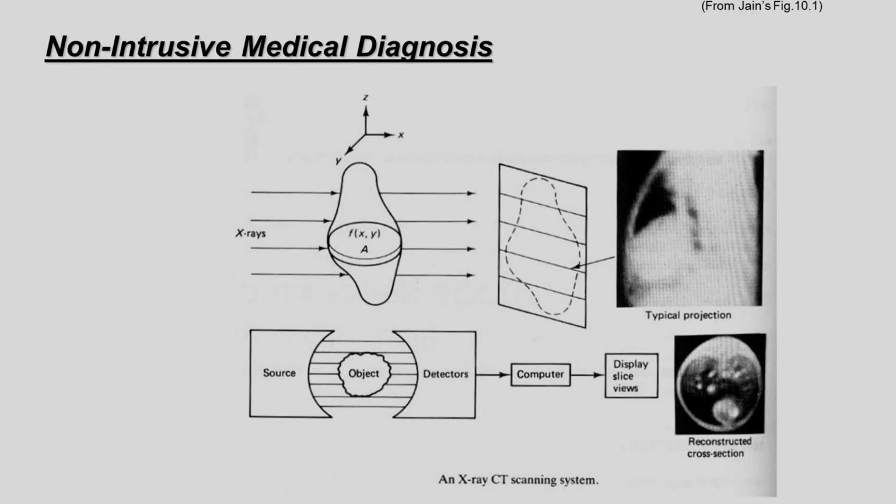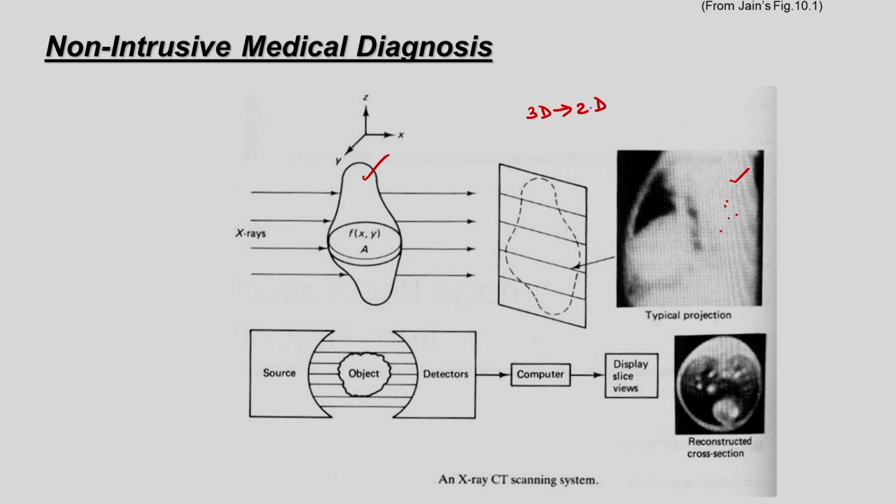So here you see non-intrusive medical diagnosis. The first example I have shown is the X-ray. X-ray is nothing but a 3D to 2D projection. So this is the X-ray image. In the X-ray image, the intensity mainly depends on the absorption of the X-rays by the object. So this is my object, and the intensity of the pixels of this X-ray image depends on the amount of X-ray or light absorbed by the object. So that means it is nothing but a 3D to 2D projection.